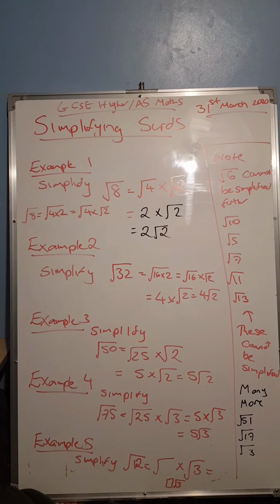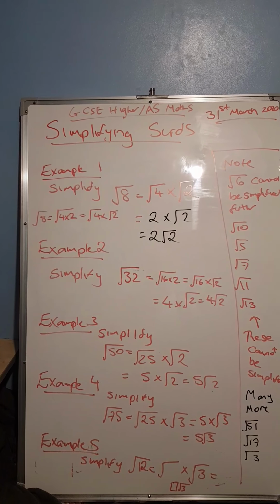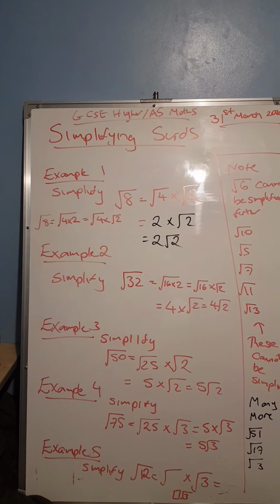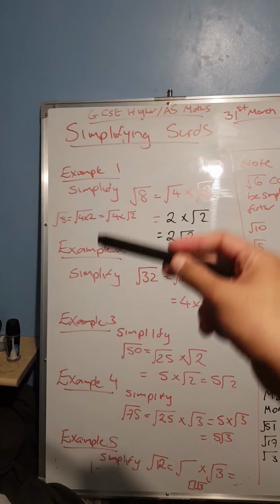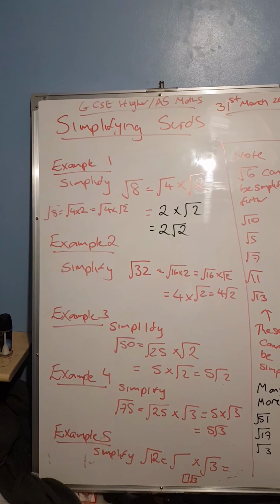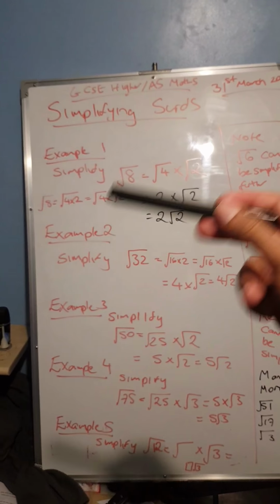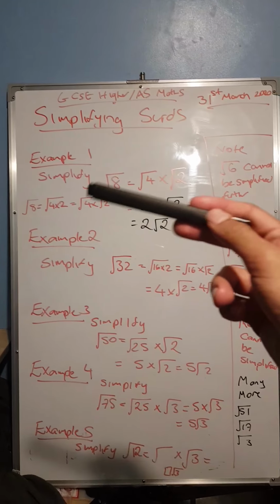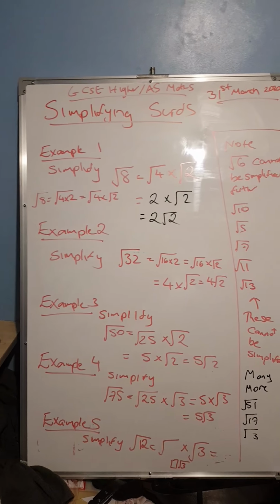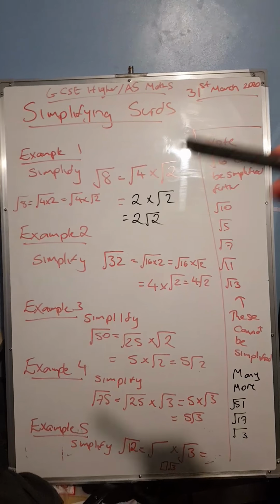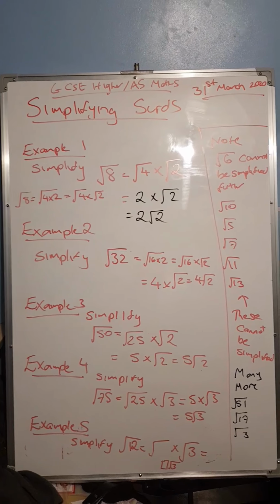Right, so to simplify root 8 here, root 8 can be written as the square root of 4 times 2. I've picked these two numbers deliberately because root 4 gives me a whole number answer. The square root of 4 will give me 2, so it's 2 times root 2, which is equal to 2 root 2.